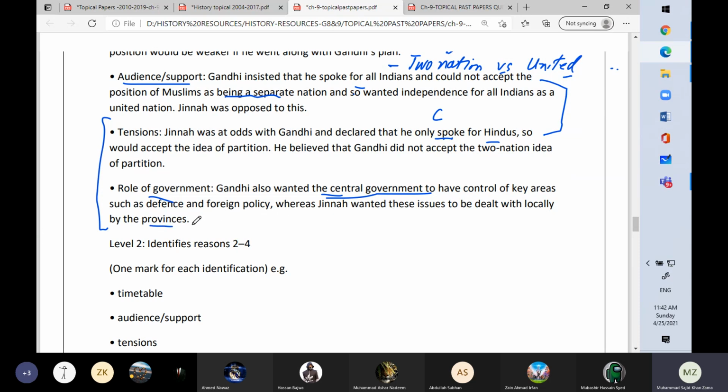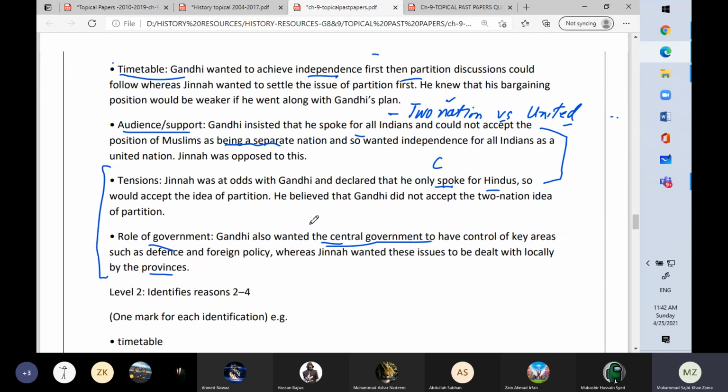And Qaid's view, from the 14 points and before and afterwards till this point, was that provinces should have maximum authority and power, because Muslims could have their government only at provincial level, where they were a majority in Punjab, Sindh, Balochistan, NWFP or Bengal. These were the major Muslim majority provinces. So provincial governments having maximum power would mean that Muslims could lead their lives within these territories independently. So which was not accepted.